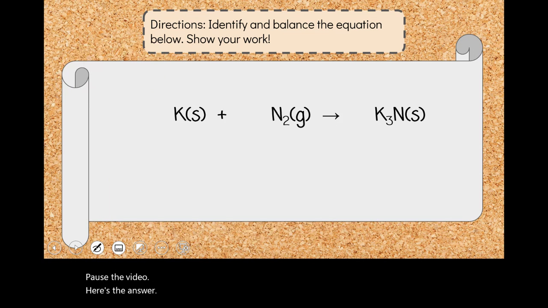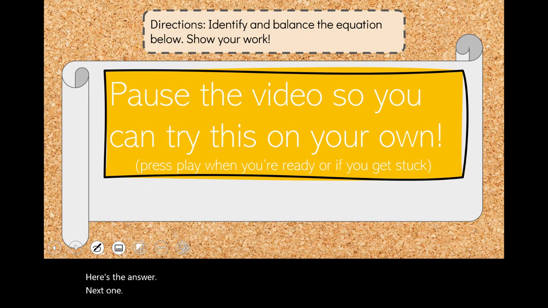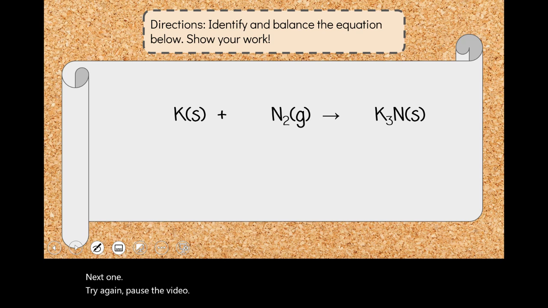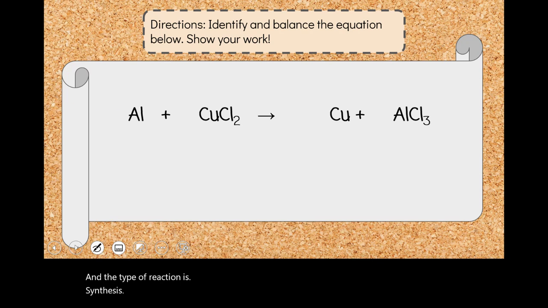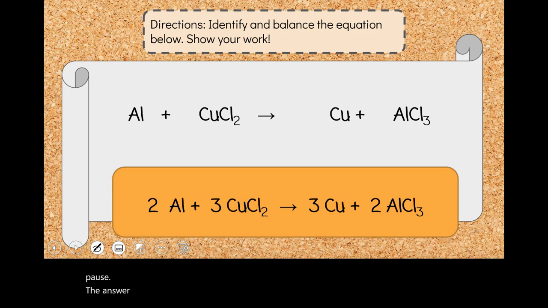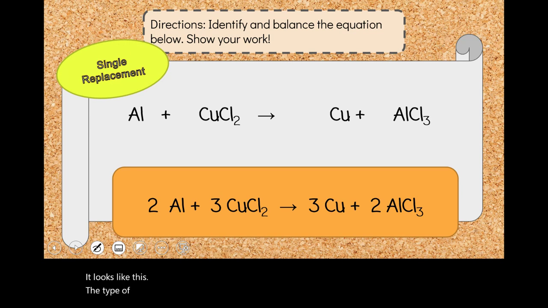Next one. Try again, pause the video. And the answer is, and the type of reaction is synthesis. Finally, we have this one, Al plus CuCl2, and I hope y'all can do this one. Go ahead and press pause. The answer is, it looks like this. The type of reaction is single replacement, and this one would also be redox.